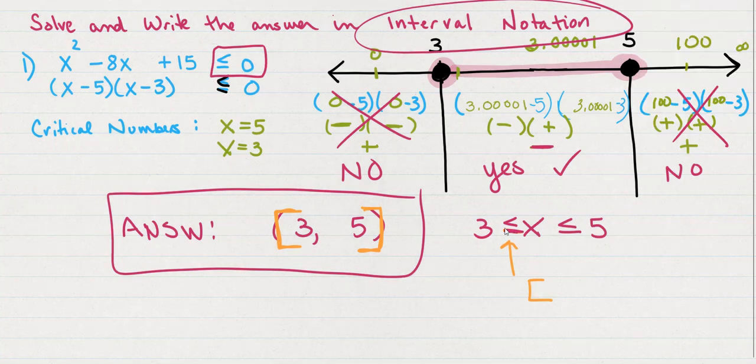This or equal to part of the bracket, that nice horizontal line. You want a nice horizontal line in your bracket. So not a parenthesis, but a bracket. And that tells us that the 3 is included, the 5 is included. That wraps up this example.